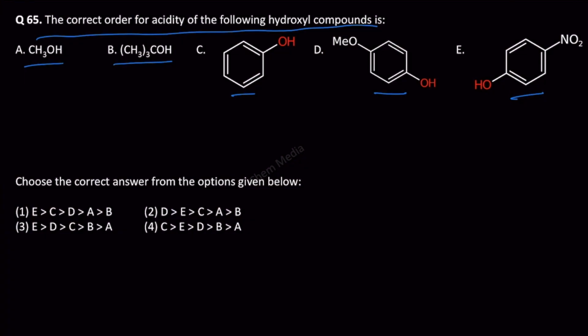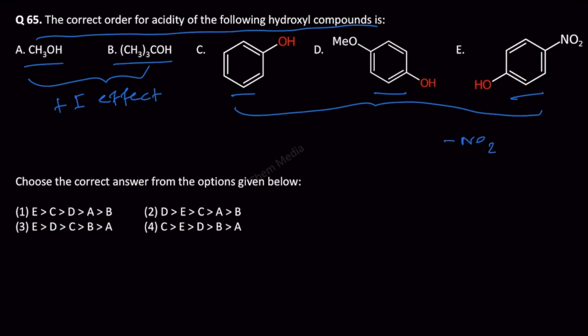Now, in these 3 cases, resonance effect will be operative because we have the phenyl ring, whereas in these 2 cases, CH3 is there and therefore positive inductive effect will be operative. And we also know that NO2 is a strong electron withdrawing group, whereas methoxy is an electron donating group. So therefore, when we have NO2, this will have negative mesomeric effect, which means it can pull the electrons away, isn't it?